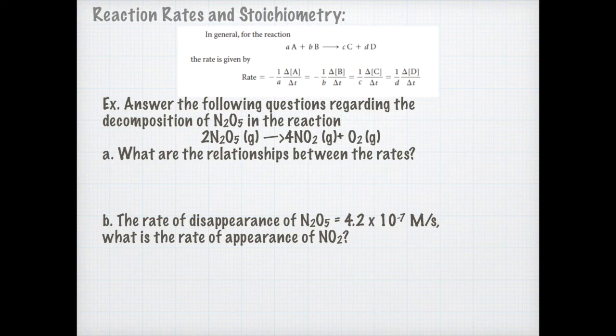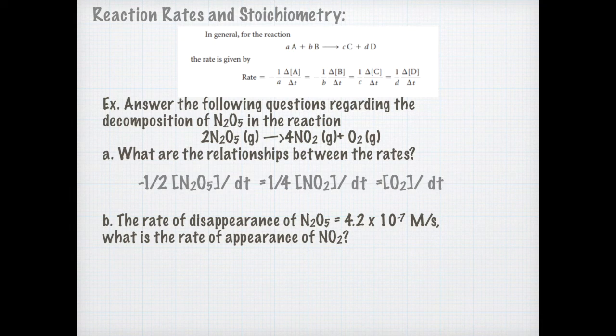So let's look at an example. It says, what are the relationships between the rates? Well, I know that negative 1/2 of the rate of N2O5 is going to be equal to 1/4 of the rate of NO2, and that's going to be equal to simply the rate of O2, okay? Now, why exactly does this matter? Why do we care about this stoichiometric relationship for reaction rates? Well, if I know the rate of one of them, I can actually determine stoichiometrically the rate of another.